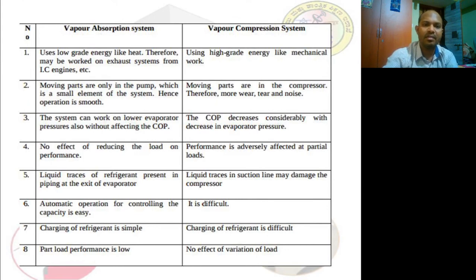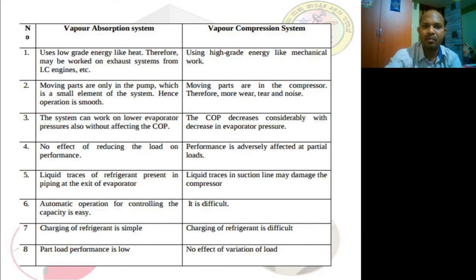The last concept here is the difference between a VAR and VCR, the vapor absorption refrigeration system and the vapor compression refrigeration system. The vapor absorption refrigeration system uses low grade energy like heat, therefore it may work on exhaust from IC engines. Whereas the vapor compression refrigeration system uses high grade energy like mechanical work from the compressor, whereas here a pump is being used, no compressor. Moving parts are only in the pump, which is a small element of the system, hence operation is smooth. Whereas here the compressor is being used, therefore more wear, tear and noise may occur.